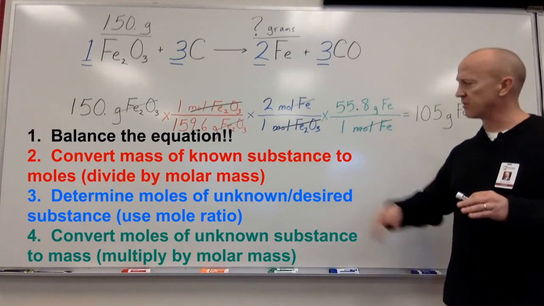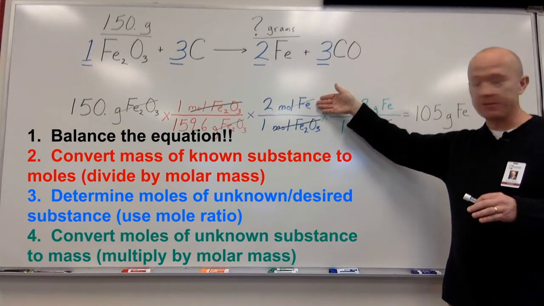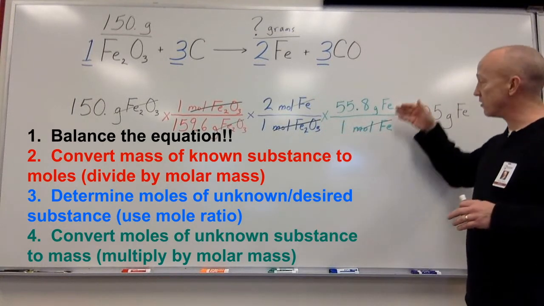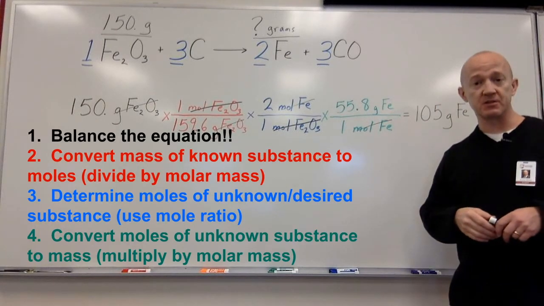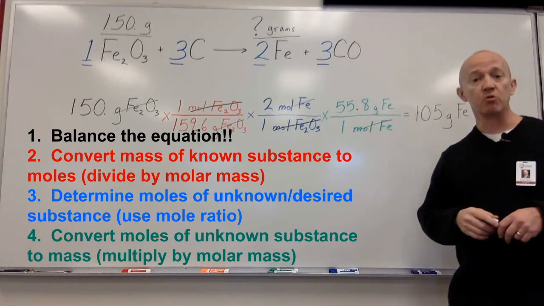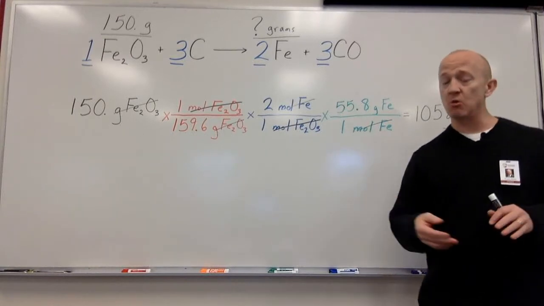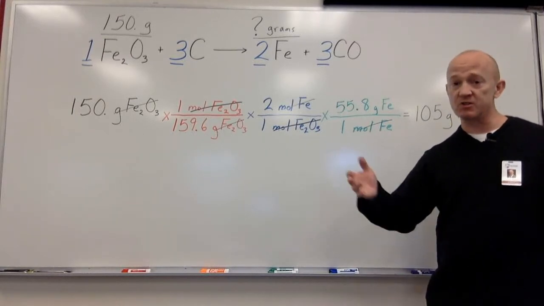Remember to arrange it so that the substance that you want is on top, the substance that you're getting rid of is on the bottom. Finally, we converted to mass of the desired substance by multiplying by the molar mass of that substance. Now, as you saw previously, sometimes you won't have to use all the steps that we've just listed.